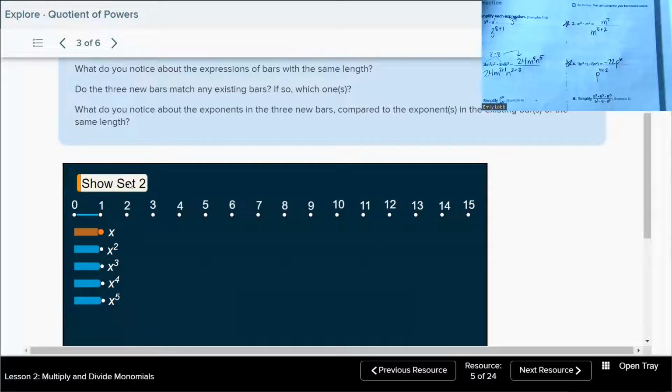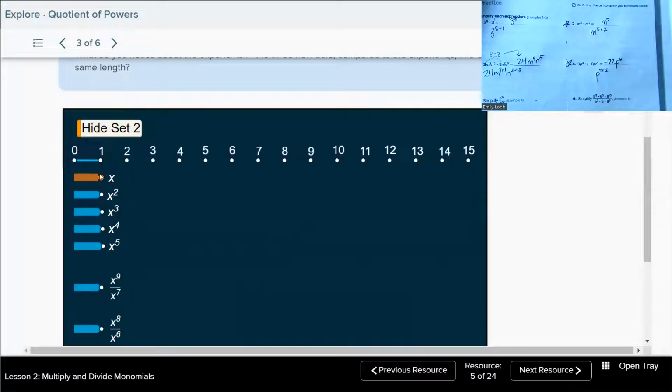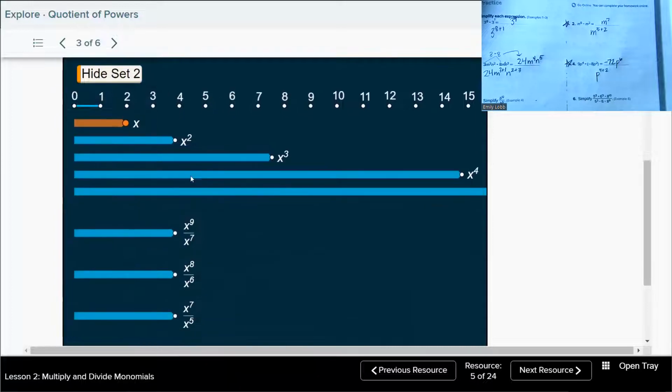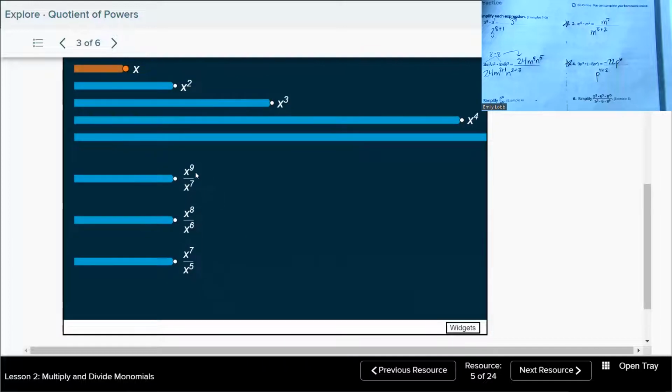So here is set 2. Now when I move these, what do these equal to? X to the 2nd power, X squared. So are they still subtracting? Does it hold true? Yes, if we subtract the exponents.